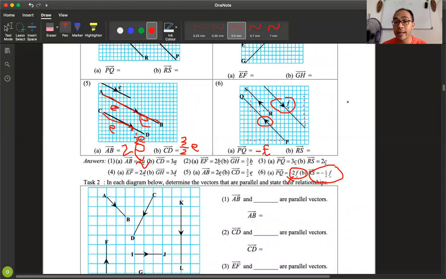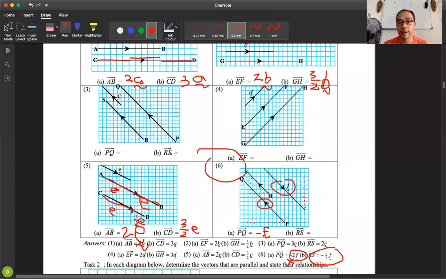Because F is 10 by 10. R to S is actually 5 by 5. So they are halfway of F only. But it's negative because the direction is different. So we find that in this question 6, everything that we've learned so far comes together in this part.